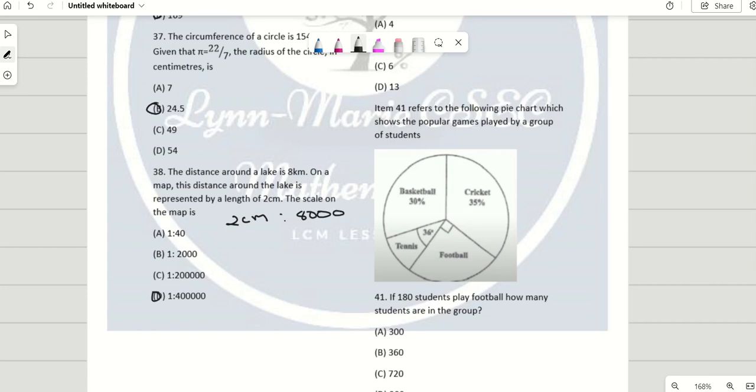That's 1, 2, 3, 4, 5. Right? We want 1 to something, so you're going to divide both sides by 2. It is going to be 2 divided by 2 is 1, to 800,000 divided by 2 is 400,000. 1, 2, 3, 4, 5. Right, so this would be the answer D.